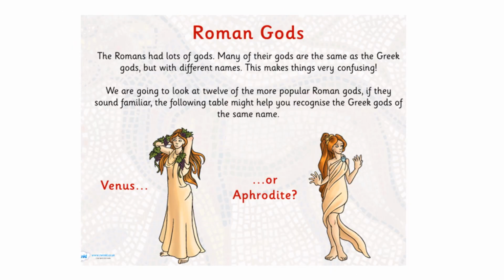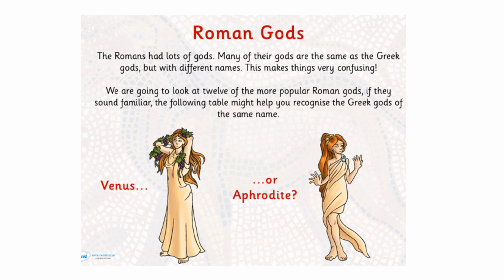Roman gods. So the Romans had lots of gods. Many of their gods are the same as Greek gods, but they got slightly different names, and this makes things very confusing. We are going to look at 12 of the more popular Roman gods. And if they sound familiar, the following table might help you recognise the Greek gods of the same name.